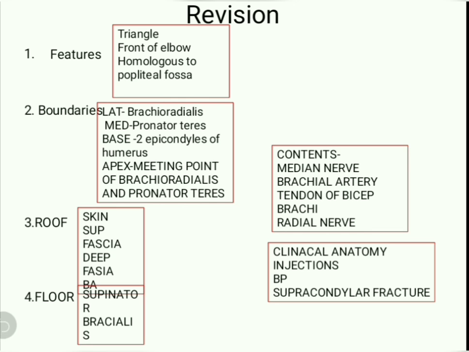Now the contents of the cubital fossa. The mnemonic is MBBR, that is median nerve, brachial artery, tendon of the biceps brachii, and the radial nerve. We'll find these four structures if we move from medial to lateral inside the cubital fossa. Now the clinical anatomy, there are three points. The median cubital vein is important for intravenous injection, and we can auscultate the brachial artery to record the blood pressure at the cubital fossa. And for detecting a supracondylar fracture, it is important to know the anatomy of the cubital fossa. Okay, thank you.